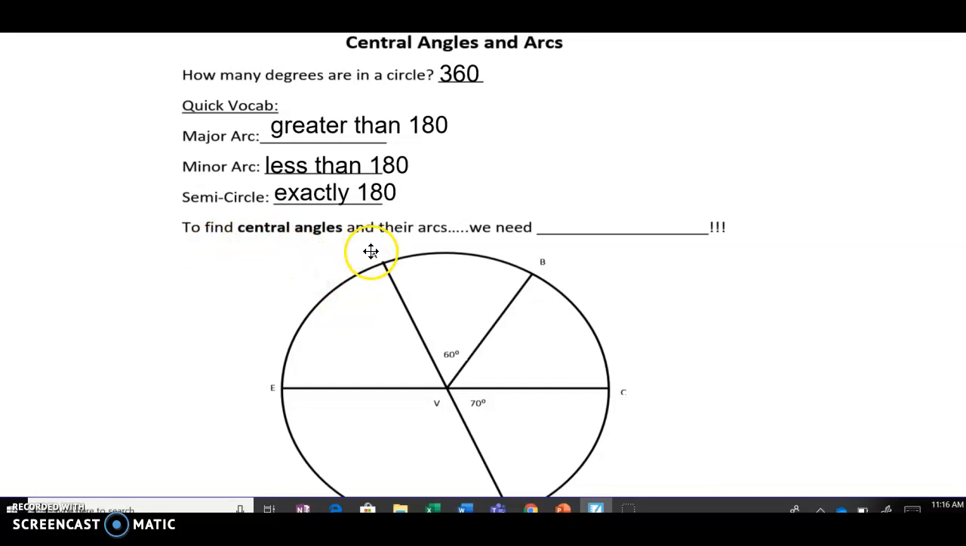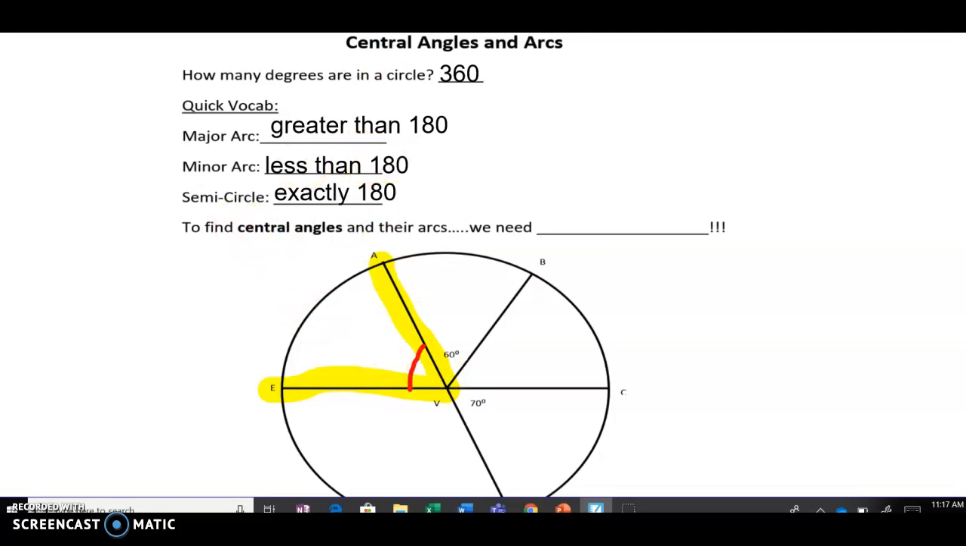Now, a central angle is any angle whose vertex, the corner of that angle, is right here on the center of the circle. So this right here would be a central angle because the vertex of this angle is on the center of this circle. And by definition, the central angle is equal to the measurement of its arc. So if I know the arc measurement, I know the angle measurement. If I know the angle, I know the arc, because they are equal.